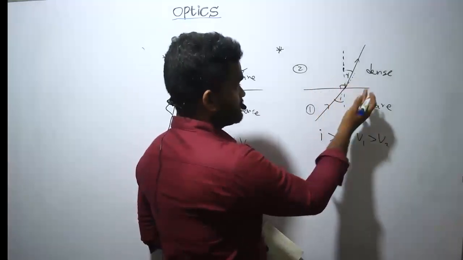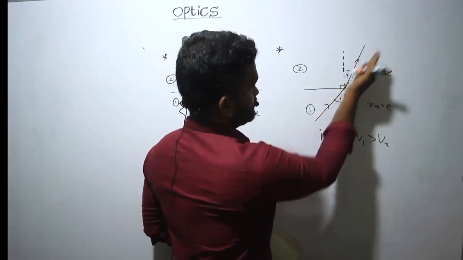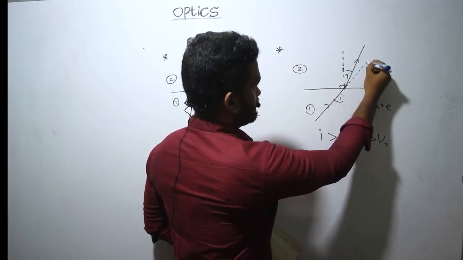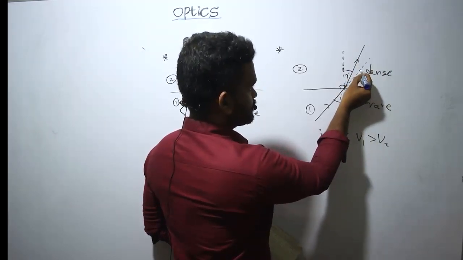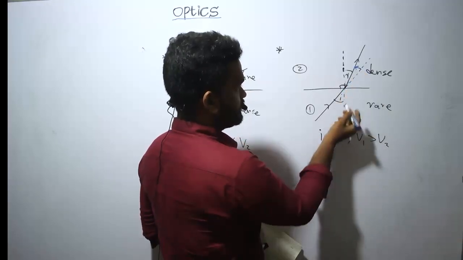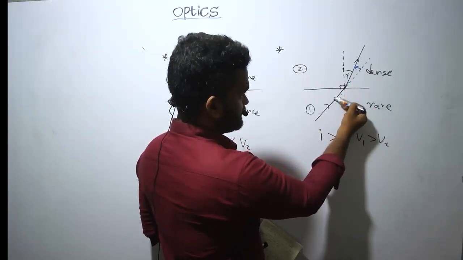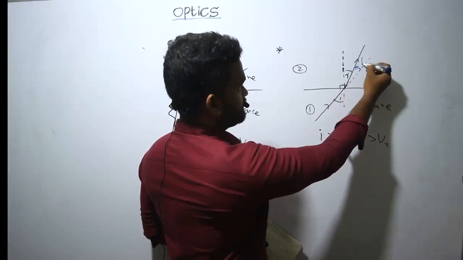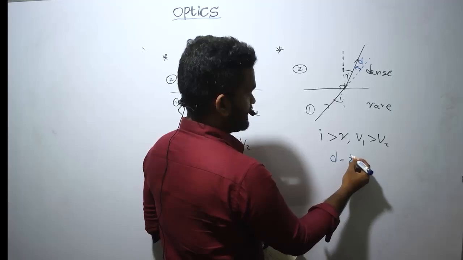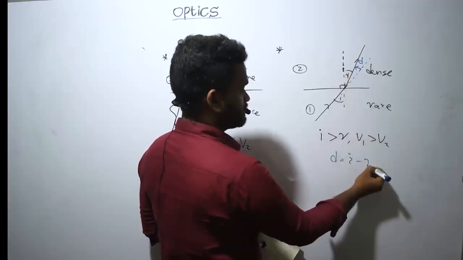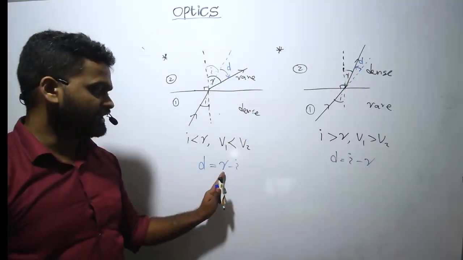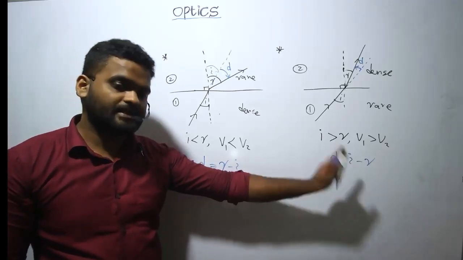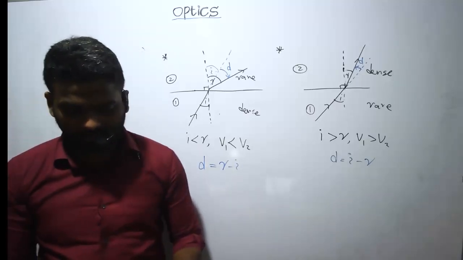Let's think about this case. The light ray is supposed to go like this, but it bends towards the normal, this much. So you can see this whole angle is I, then you have to subtract R, then you get the angle of deviation. Whole angle is I, then you subtract R. So here it is R minus I, here it is I minus R. You don't have to remember this, you have to understand this. Okay, take them down.